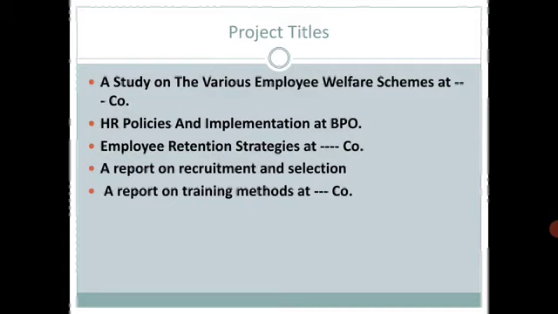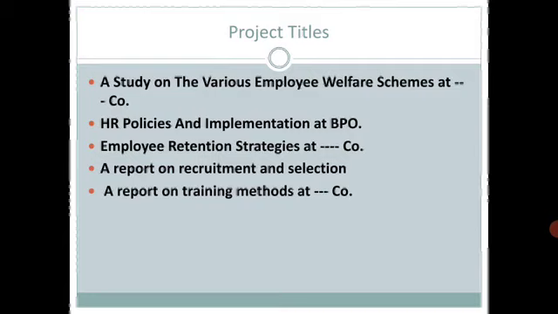Okay, then profile of the company. What do you mean by profile of the company? See, in these 5 titles, whichever one you select, what you are required to do is highlight a company, any company, maybe a multinational company or any ordinary company, in which HR practices are prevailing.